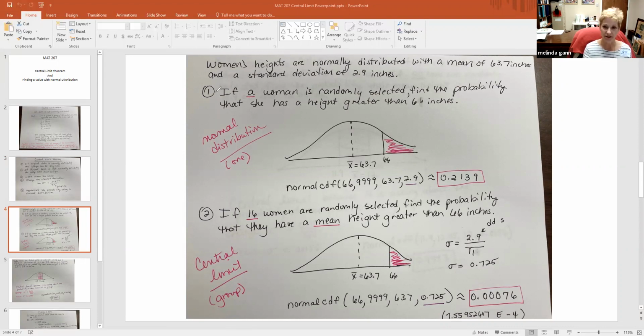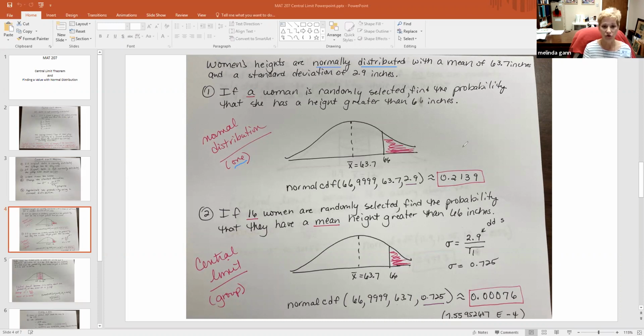Now look what the first question says. If a woman is randomly selected, find the probability that she has a height greater than 66 inches. Now, this is a regular normal curve problem, like we went over in class on Thursday. How do I know it's a regular normal curve problem? Because it says a woman. How many is a? 1. I don't have a group. All right. So I've only got one woman, and it says that my data is normally distributed. So this is a regular normal curve problem.